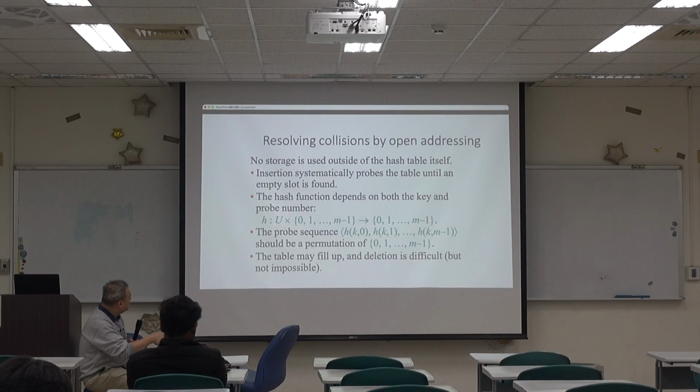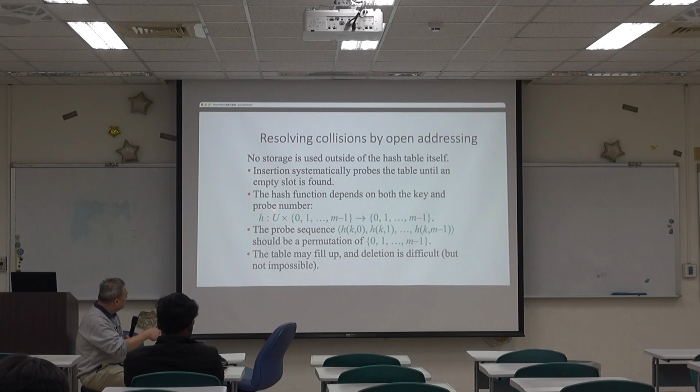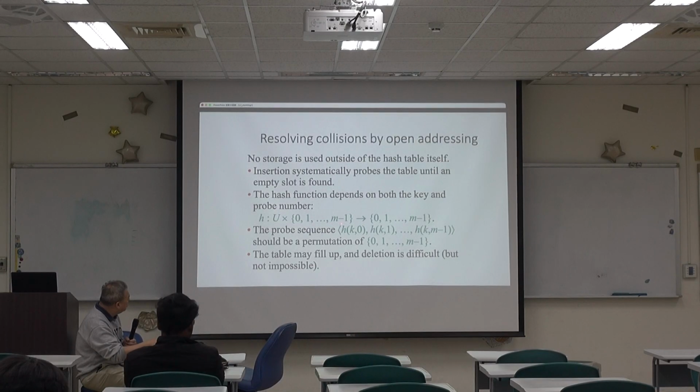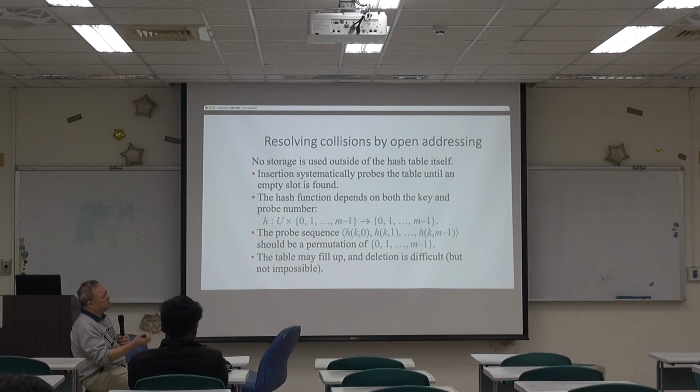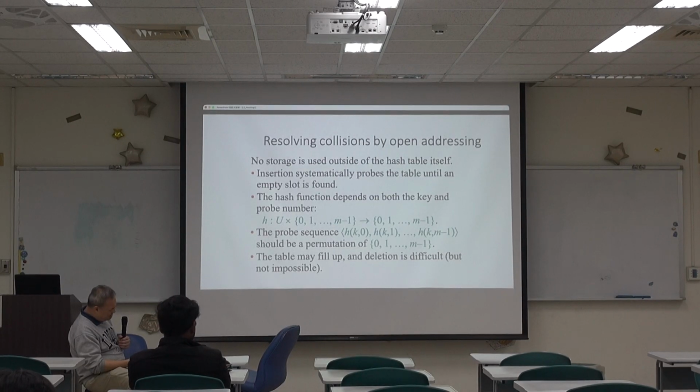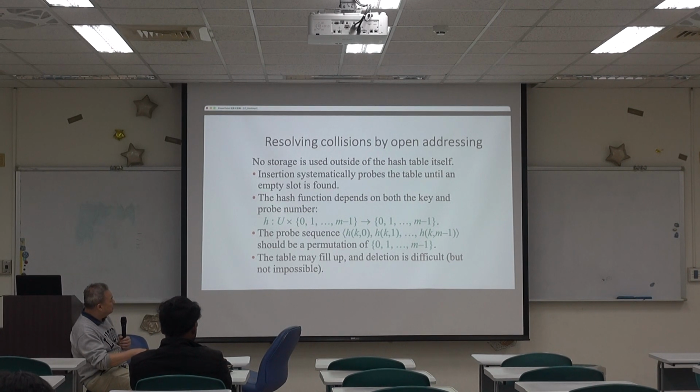So this is your key, obviously, and this is the probe number. The probe sequence should be a permutation of 0, 1, up to n minus 1, because you want to be able to cover all the empty slots in the hash table. And the table may fill up, and deletion may be difficult.